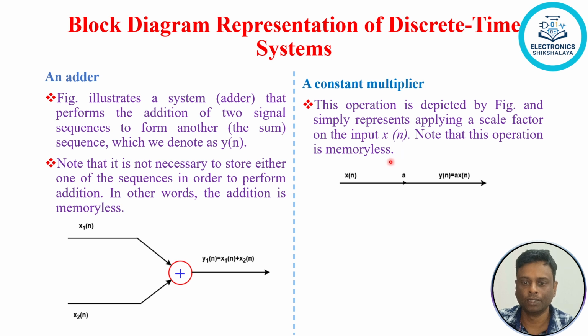Let us see the diagram. You can see x of n is multiplied by a, which is a scale factor, so y of n equal to a into x of n. The output is x of n multiplied with some constant, where a is a scale factor. This is how you represent the constant multiplier.